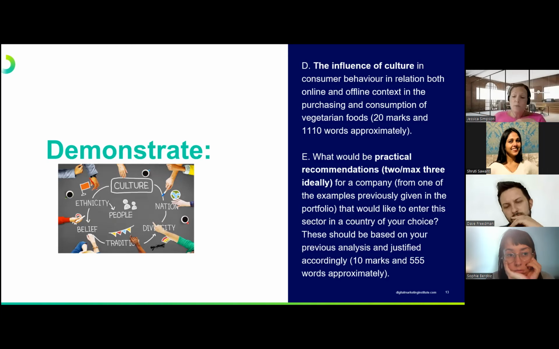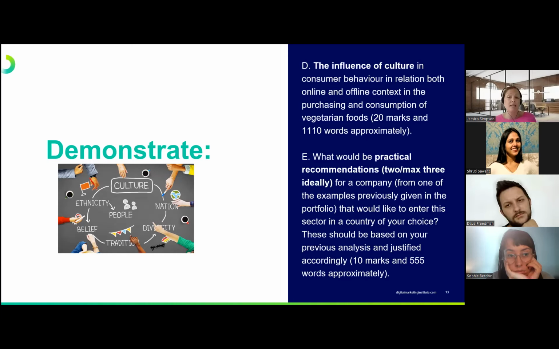This will be support heavy as well, so you will have images, you will have potentially tables or examples to back up what you're putting forward. Now, recommendations are slightly different, so you change tack here a little bit. So the others are all about consumer behavior and consumption specifically, and that really is the core focus here.